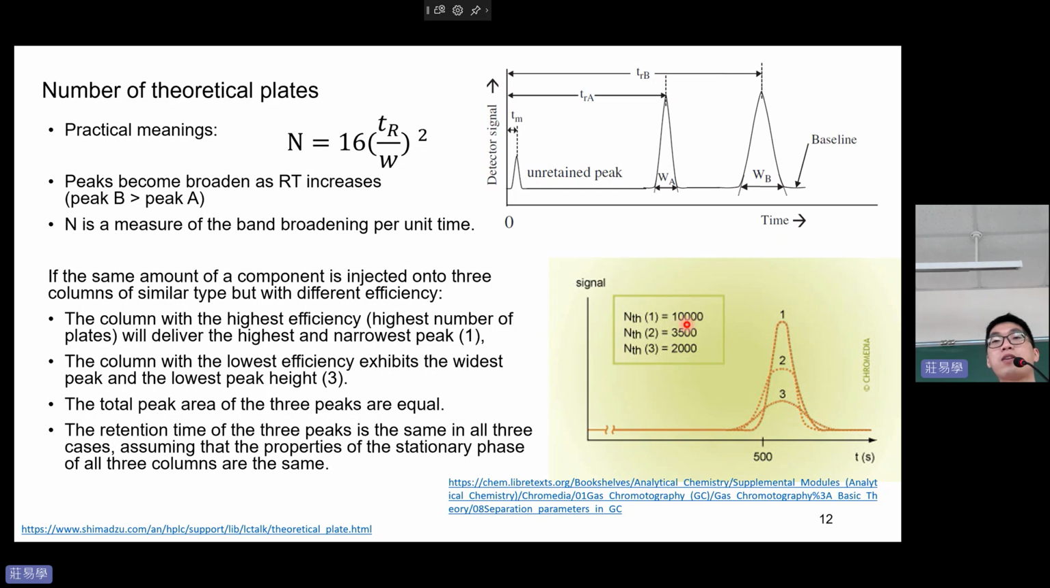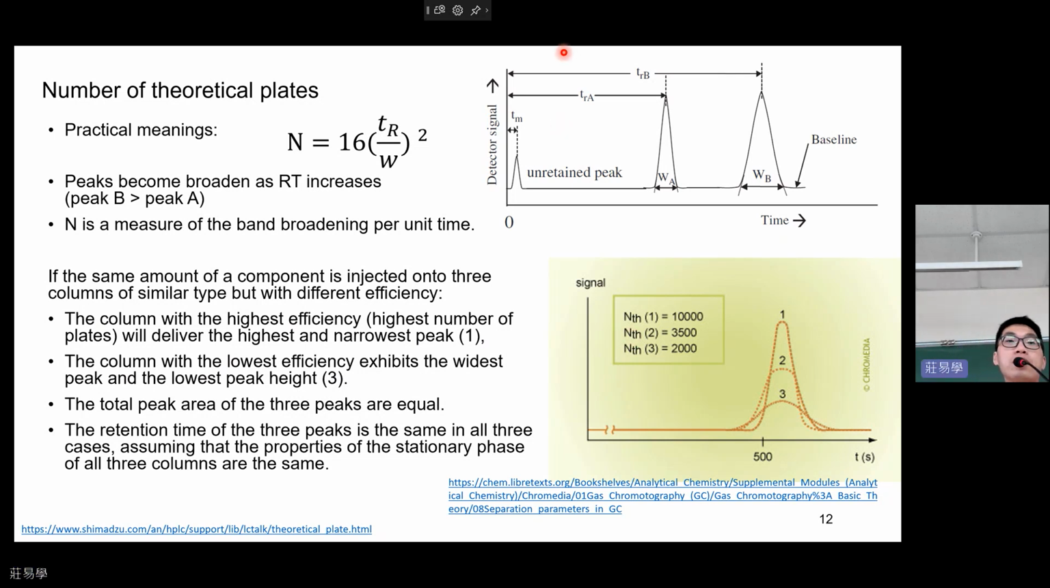column 1 is like 10,000, followed by column 2, which is 3,500, followed by column 3, which is 2,000. Okay, it makes sense. So the column with the highest efficiency will deliver the highest and narrowest peak, which is column 1. And the column with the lowest efficiency exhibits the widest peak and lowest peak height.